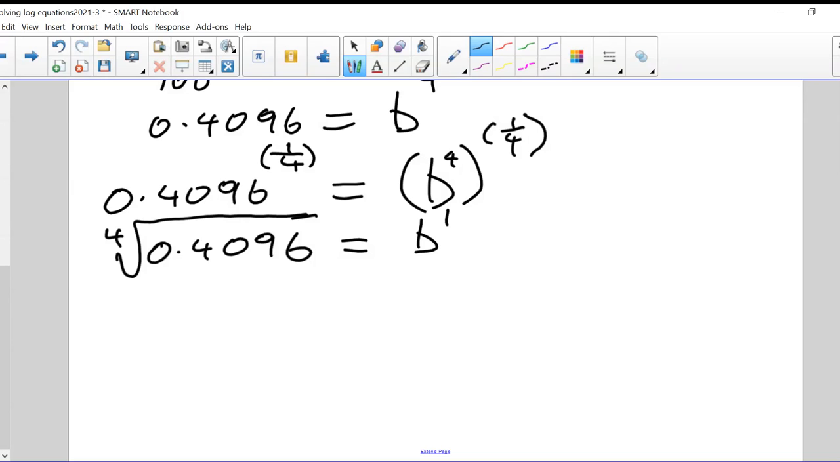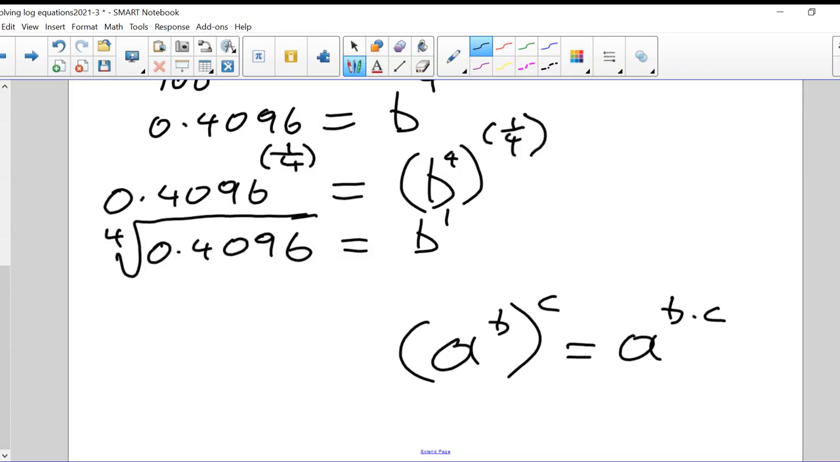So one of the things you learned earlier on is that if I have, let's say, a to the power of b, and then I raise that to the power of c, that's the same thing as a to the power of b times c. Does that look familiar, Kayla? You remember that from before?